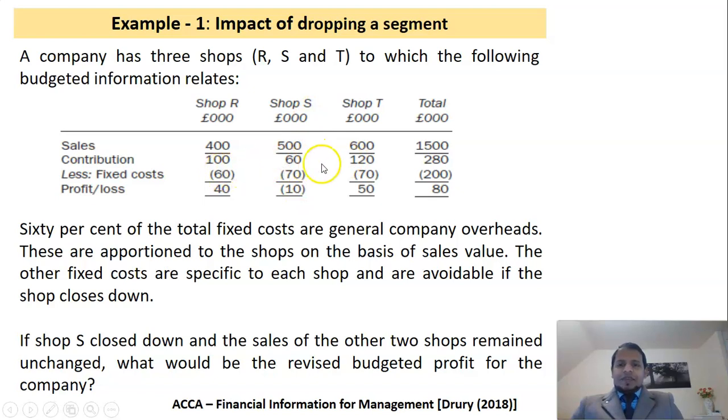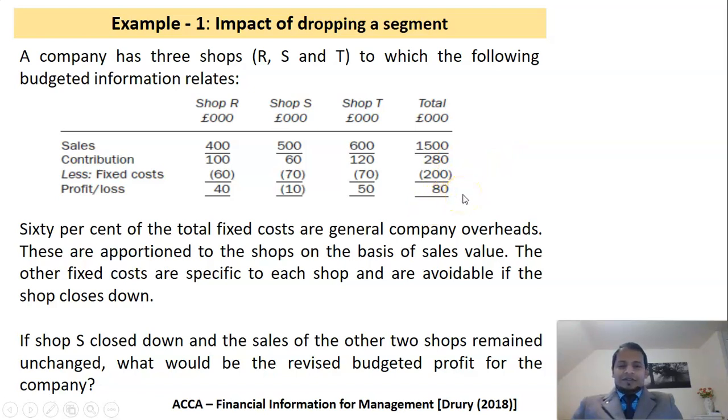So actually, what would be your contribution? This is the contribution that you are not getting, 60,000. So if you don't get 60,000, your contribution will be 220,000. And out of this 70,000, how much cost can you save? Only 30,000 you can save. So if you save 30,000, your fixed cost will still continue at 170,000. So 220 minus 170, your profit will be 50,000.